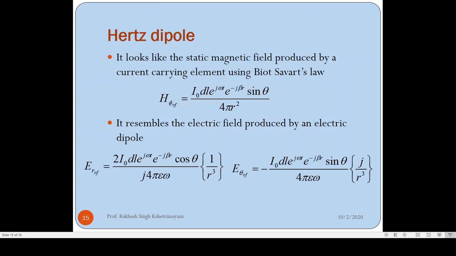So the expression, if you look closely for the magnetic field, is very similar to the Biot-Savart law. And if you look at the near field component for the electric field produced by a Hertz dipole, it looks like the electric field produced by an electric dipole. This is the radial component, and this is the theta component.